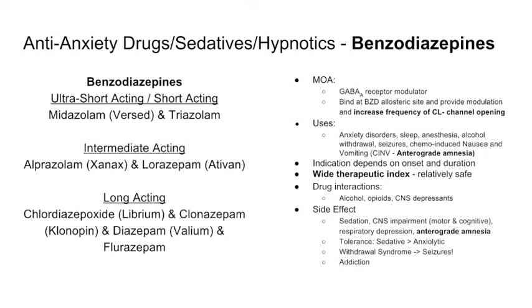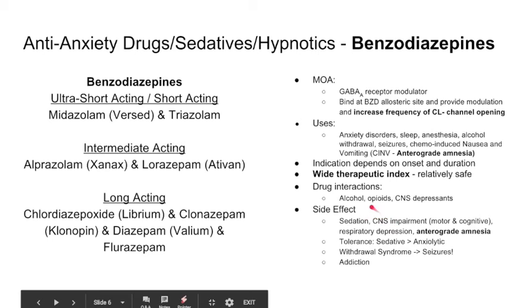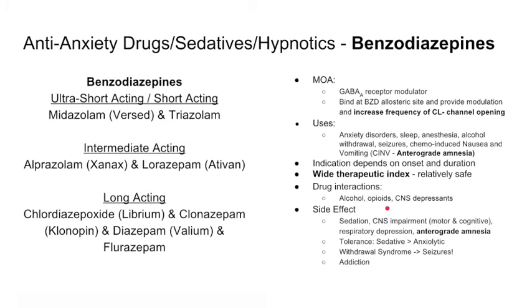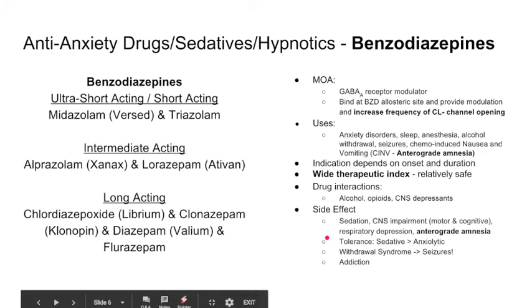And so it's very important to monitor for drug interactions with alcohol, opioids, or CNS depressants, or just to counsel your patients using other agents such as these that there are some issues. Side effects, as we talked about, they are sedating. They can cause CNS impairment, motor and cognitive. Big one to know, respiratory depression, and then anterograde amnesia.